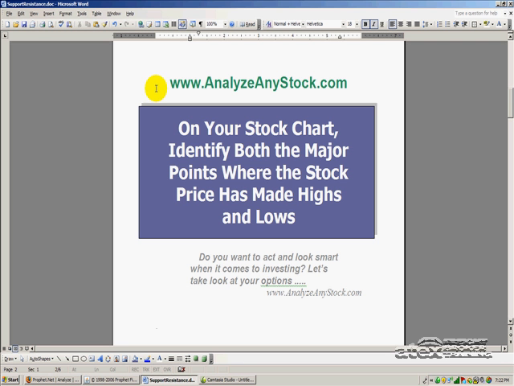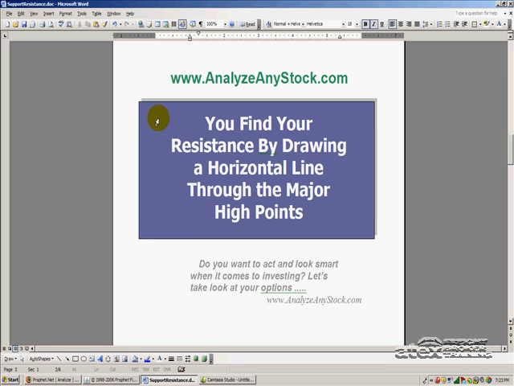So over the past year on the stock chart, we've identified both the major points where the stock price had made highs and made lows. To visually see your resistance and support, you draw horizontal lines at each major point, above and below. Let's take a look at how we do this here.